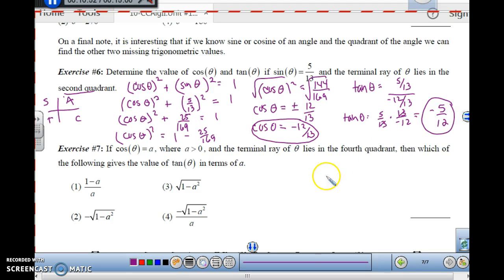So there we go. If we know either one of the two, you can figure out the other two using the Pythagorean identity. Okay, so let's save exercise 7 for the next lesson, and then we will do the homework on the tangent function.